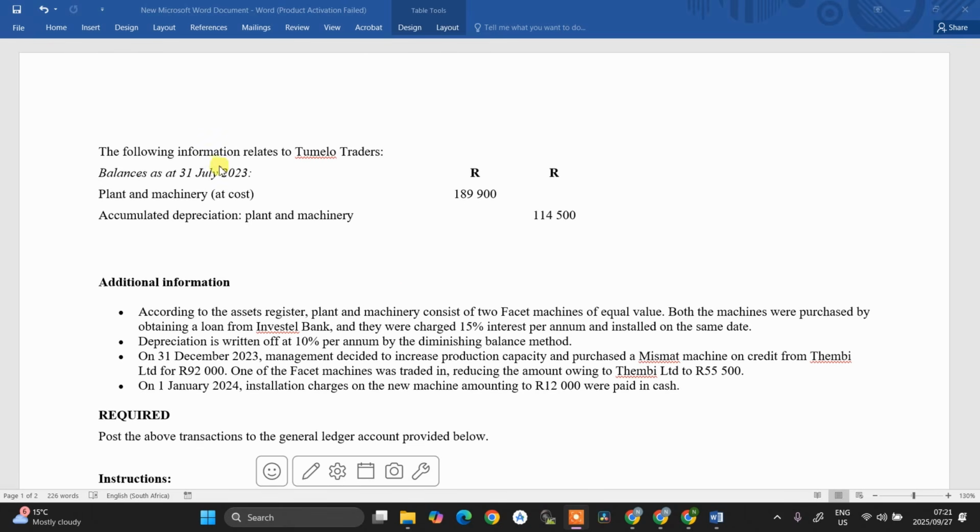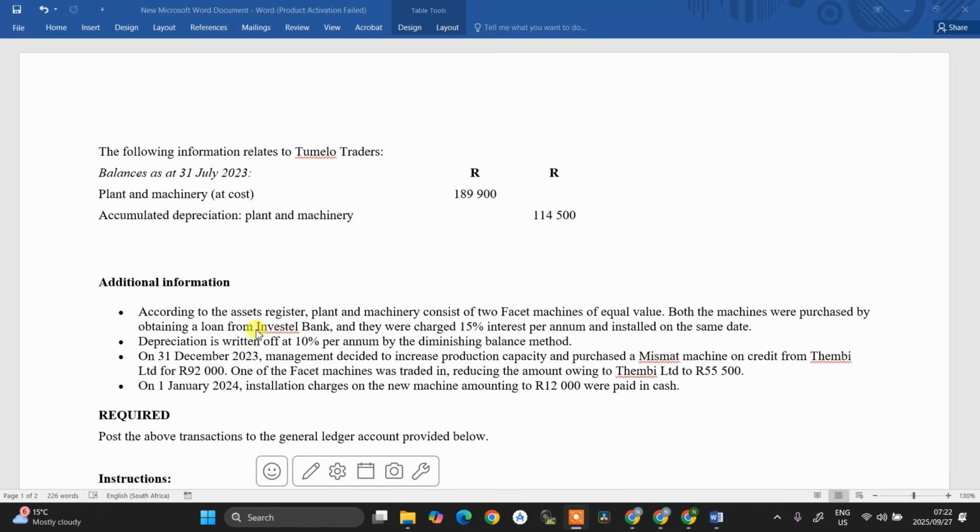They say the following information relates to Tumelo Traders, and they gave us the financial year end date for Tumelo Traders. In this case, it's the 31st of July. It's important to take note of this year here, as it tells us which year we are referring to. Then they say for plant and machinery at cost, this was the balance. Accumulated depreciation for plant and machinery, this was the balance. Then they provided us with additional information.